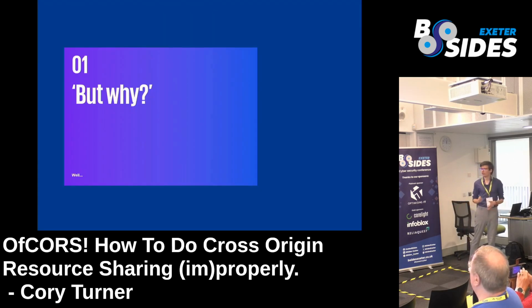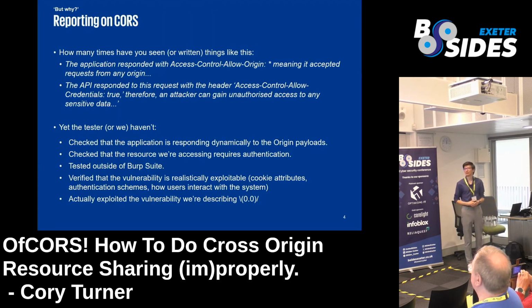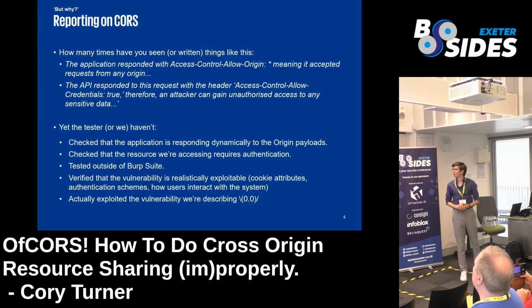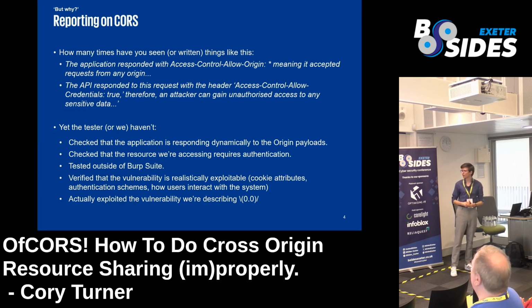So, why? The amount of times I've seen sentences like these two. The application responded with the Access-Control-Allow-Origin header. If you don't know what that is, you'll hopefully learn that today. Meaning it accepted requests from any origin, because there's an asterisk. Or the API responded to this request with Access-Control-Allow-Credentials set to true, therefore getting unauthorized access to any sensitive data from the app, regardless of what you do.